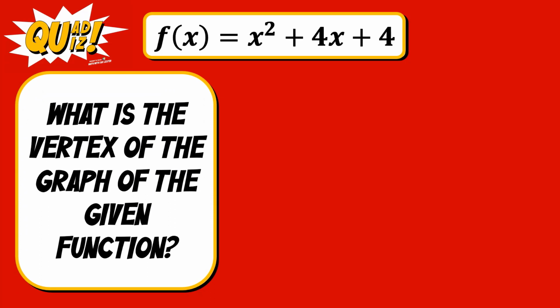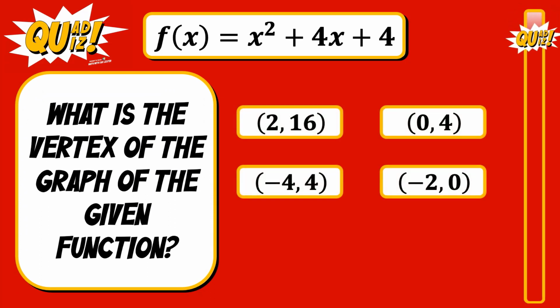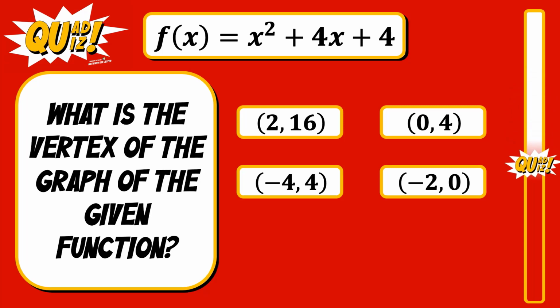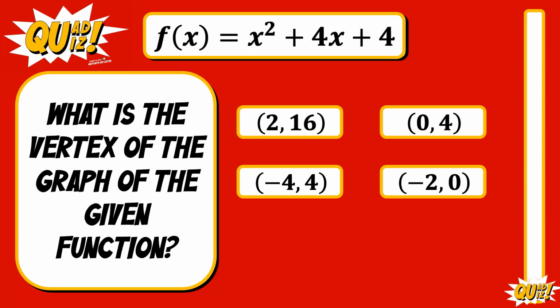And the first question goes like, what is the vertex of the graph of the given function? If this function is to be graphed, the vertex can be found at -2, 0.